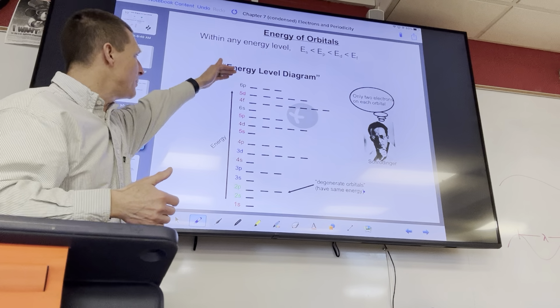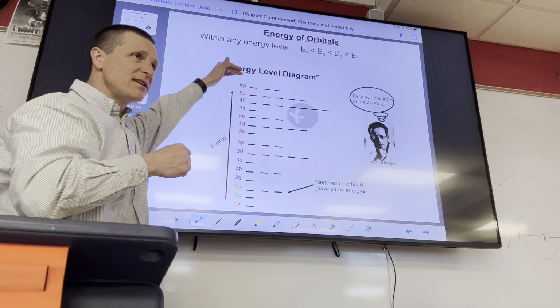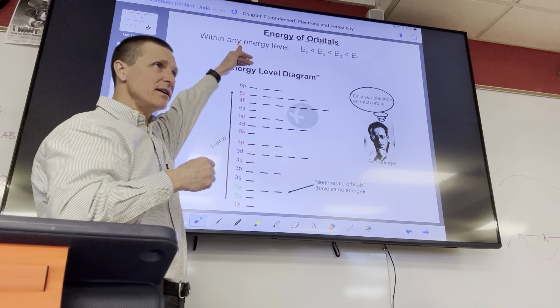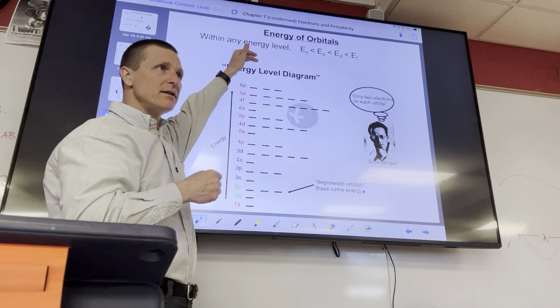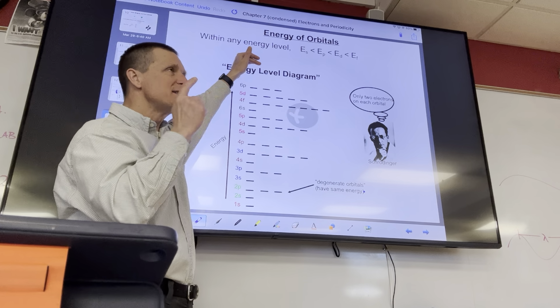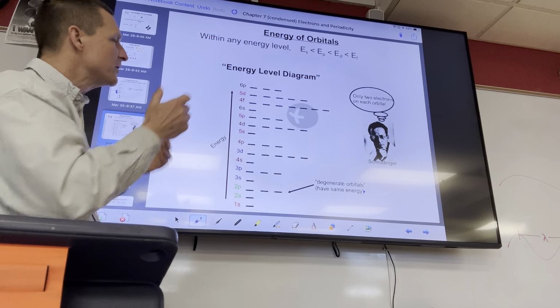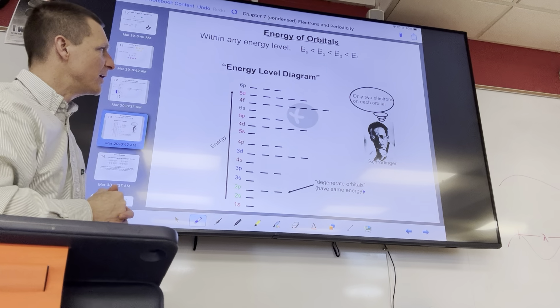Now I didn't go up any higher than this. If I went up to 7S, it would be 7S and then 5F. And then 6D, because the D's overlap the S that's 1 higher than them.